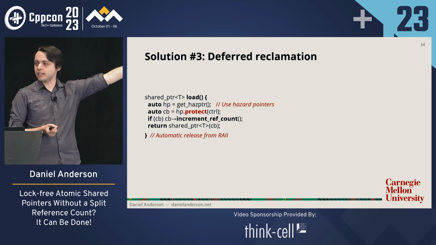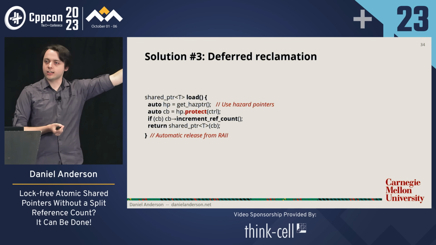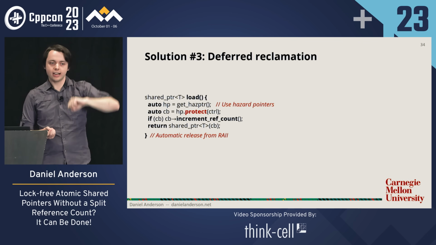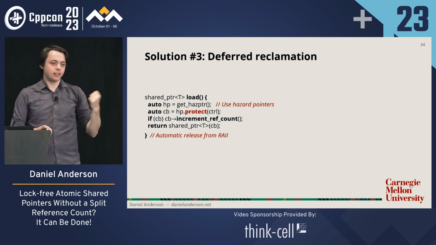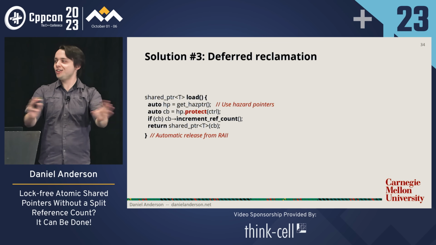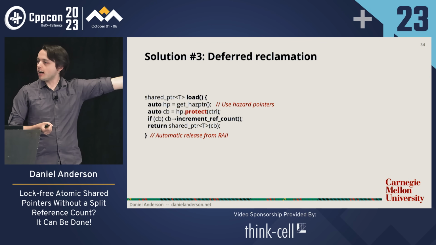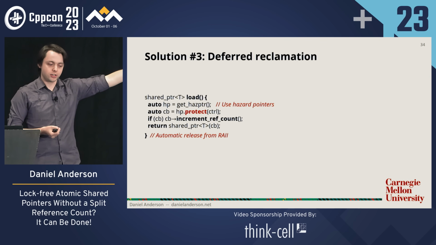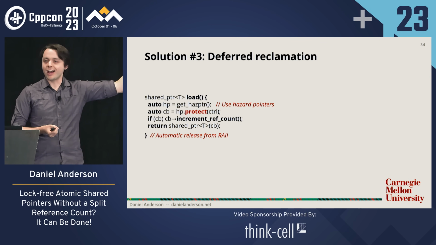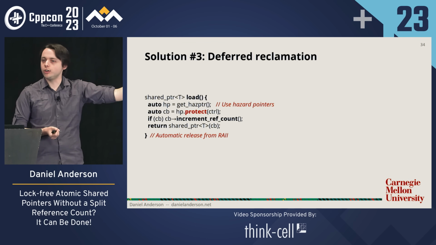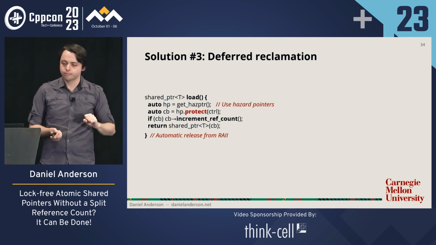So we'll grab ourselves a hazard pointer guard, right? That's the clever RAII type that will release for us. We'll grab ourselves a hazard pointer, and then we will protect the control block. We're telling the hazard pointer library, please promise me you're not going to delete this thing. I'm reading it. And now that we're pretty sure that it's protected, we'll increment the ref count and return our shared pointer. And then RAII will kick in and it will release the protection for us.